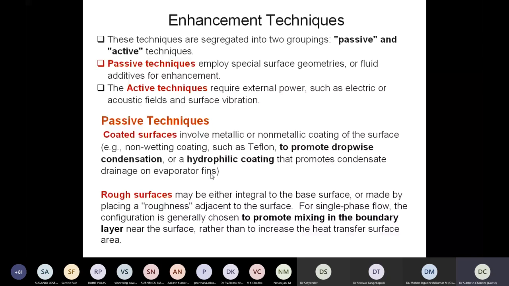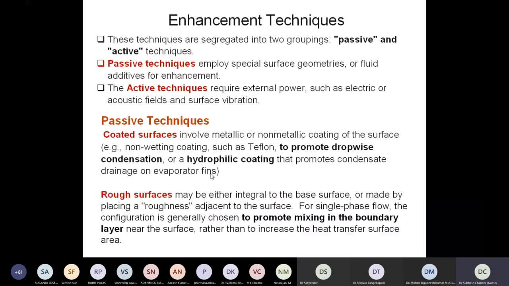That should slip down so that the bare surface is again exposed to the saturated vapors, and condensation can be made faster. So, as I said, we go for different coatings. This is one of the passive techniques. Rough surfaces, again, are a well discussed topic, and a lot of research has been carried out in this direction.